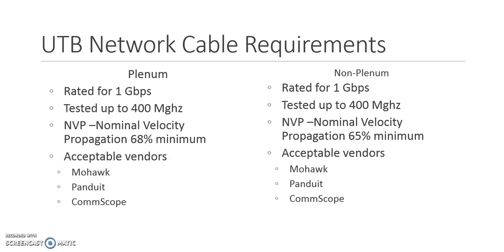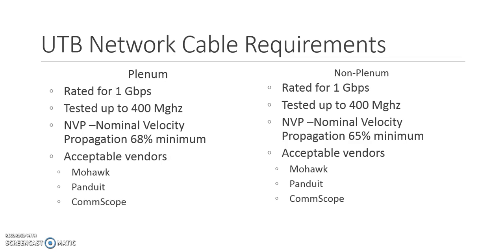The cable requirements for UTB: all cables must be rated for up to 1 gigabit per second. They must have been tested for up to 400 megahertz. The nominal velocity of propagation must be a minimum of 68% for plenum and 65% for non-plenum. What the nominal velocity of propagation means is a comparison of the network speed compared to the speed of light.